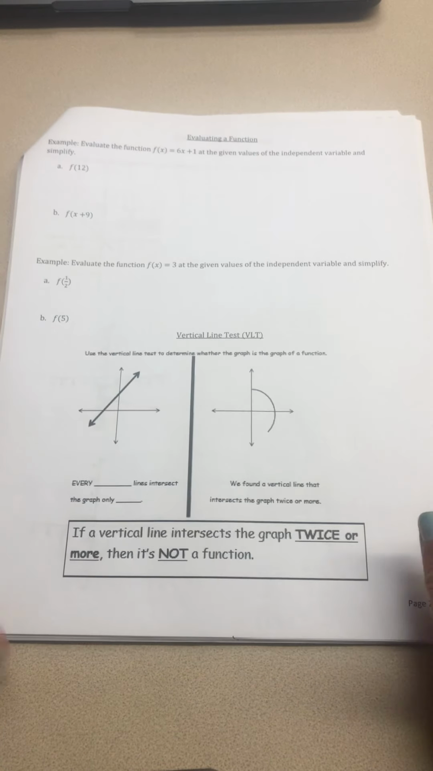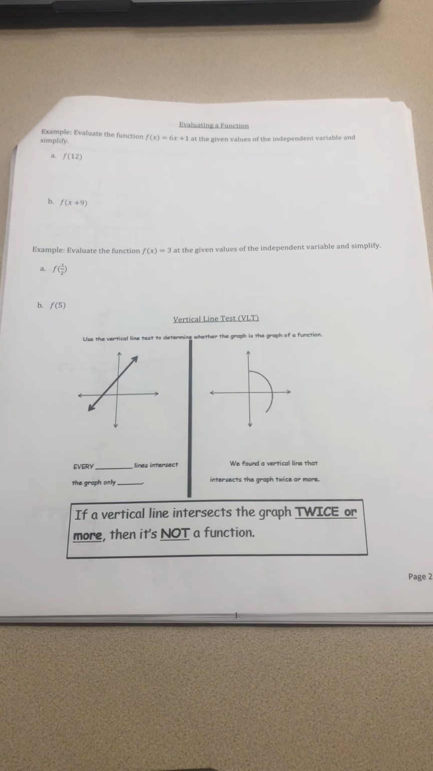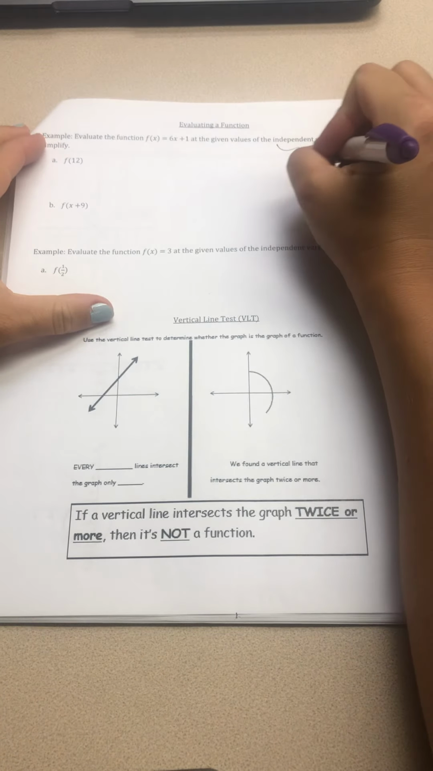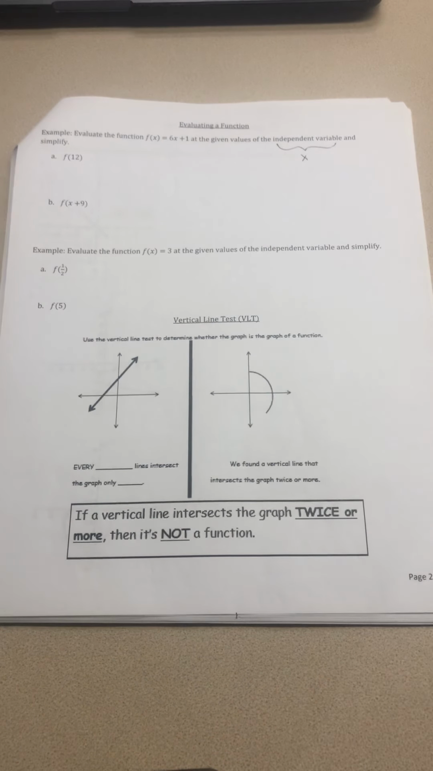All right, so now evaluating a function. The whole point of function notation is to see the input, to see what you're putting into the function. So it asks us to evaluate f of x equals 6x plus 1 at each given value of the independent variable. Our independent variable is going to be x, whatever you're independently putting into the function. And then we're going to simplify.